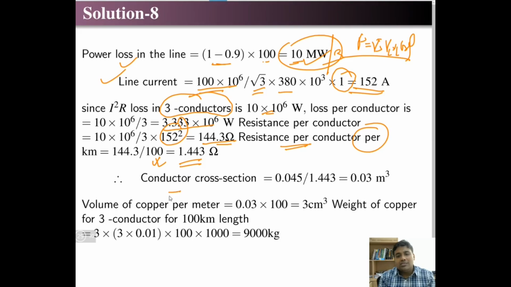Then the conductor cross sectional area that you have to find out, after obtaining the resistance, is equal to 0.045 divided by the resistance, so you are getting 0.03 meter cube. Volume per meter is 0.03 into 100, so it is 3 centimeter cube. Weight, now you have to find out for 100 kilometer length, what is the weight? So for weight, you have volume into length, that you have to multiply. For 100 kilometer, if you multiply it with the volume that you have found out, you are getting 9000 kg.